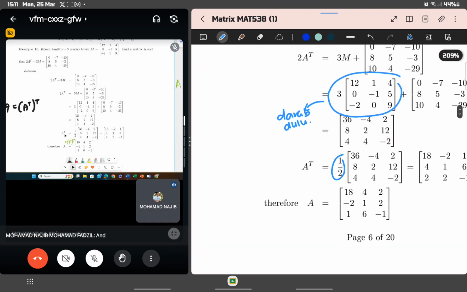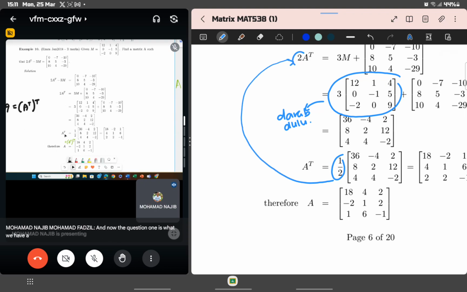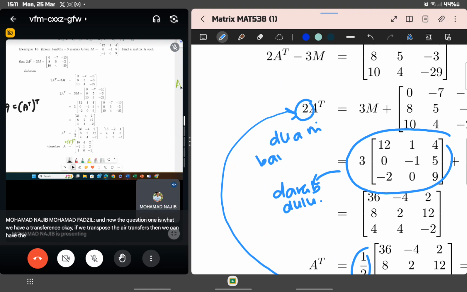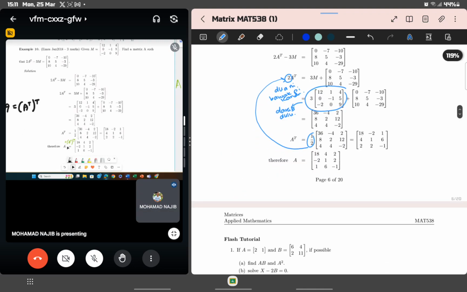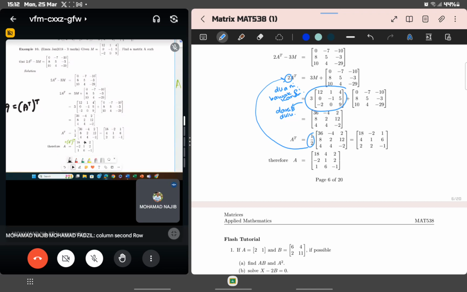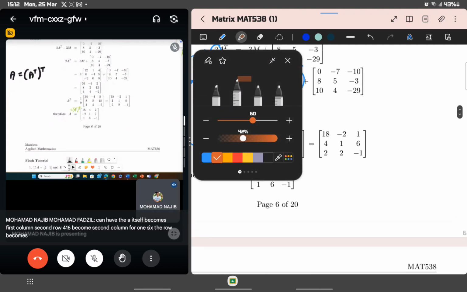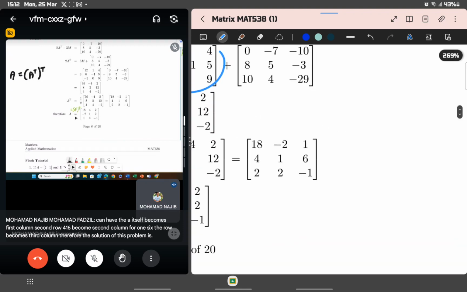Now the question 1A, but we have A transpose. Macam mana daripada A dapat A transpose? Okay, if we transpose the A transpose, then we can have the A itself. Maksudnya transpose kalau buat 2 kali terhadap satu matrik, maka dia akan dapat diri dia. Jadi anda ambil lagi sekali transpose macam ni, sama dengan A transpose transpose. First row become first column, second row become second column, third row become third column. Therefore, the solution of this problem is A equal to 3 by 3 matrix yang ini.